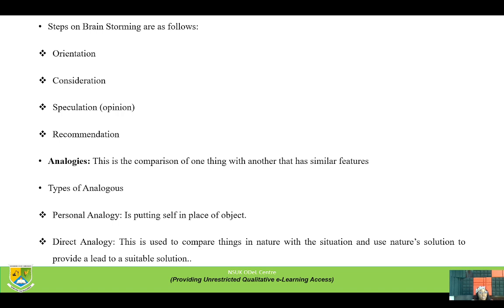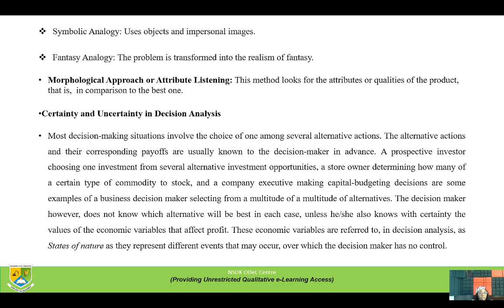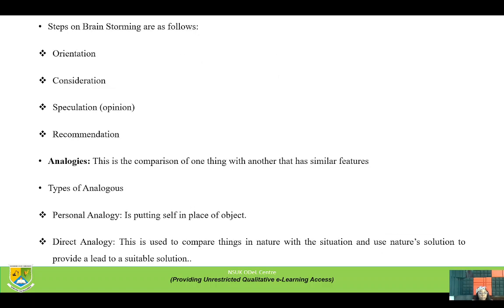Moving to the next point, we have analogies. This is the comparison of one thing with another that has similar features. They are of different types. We have the personal analogy, the direct analogy, the symbolic analogy, and the fantasy analogy. Starting with the personal analogy. The personal analogy is putting self in place of an object.